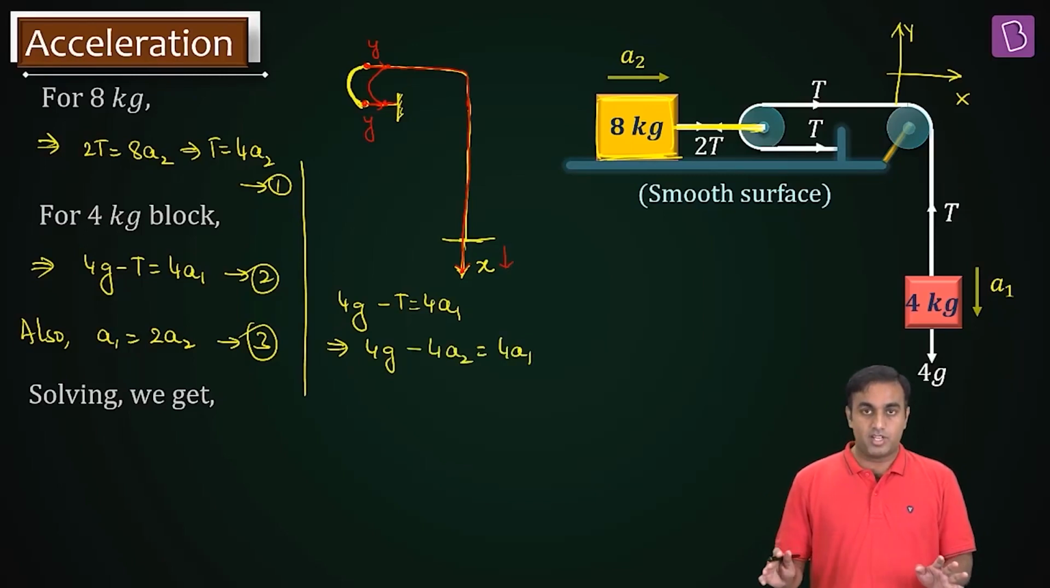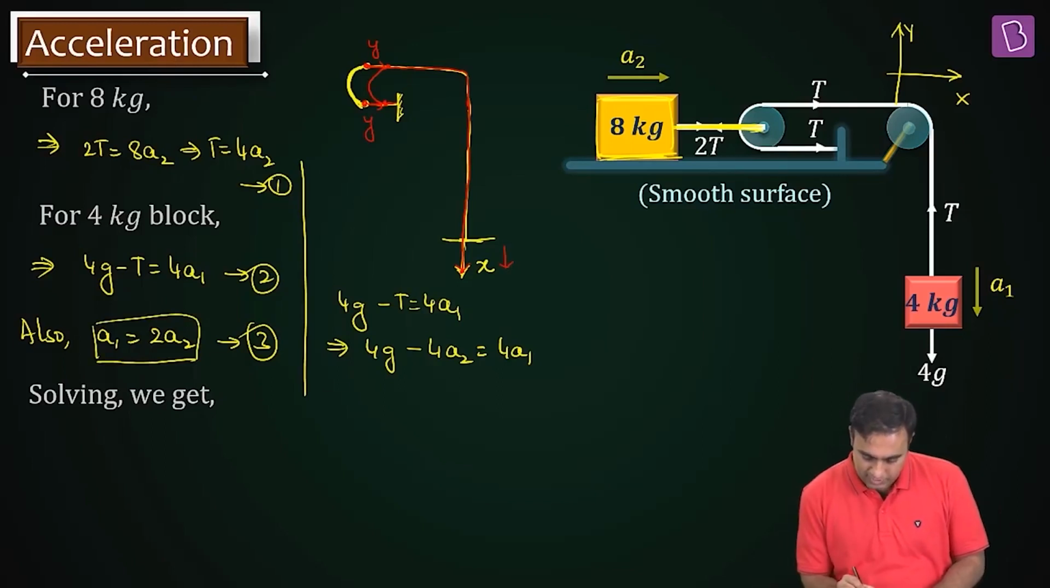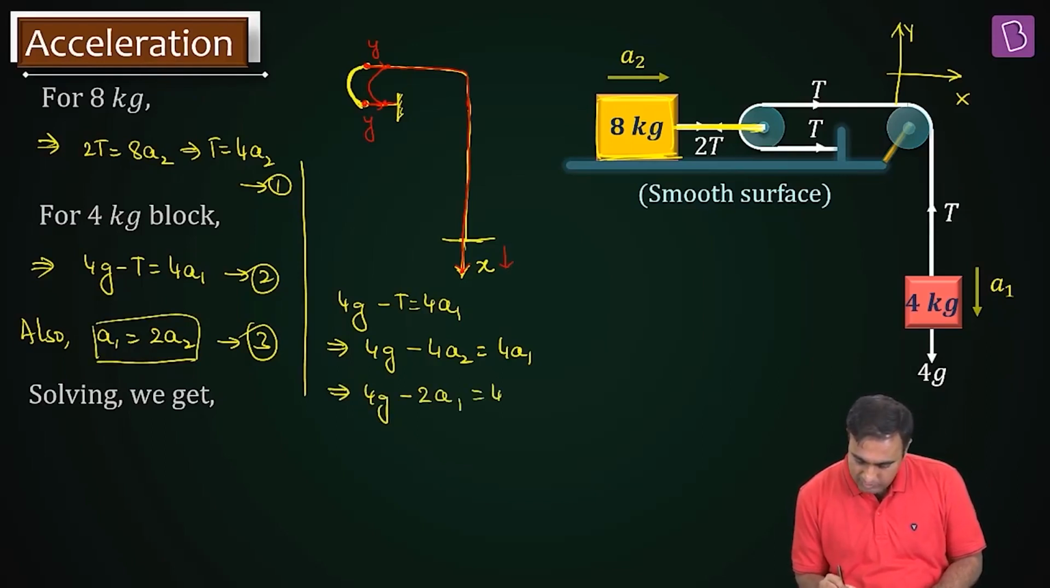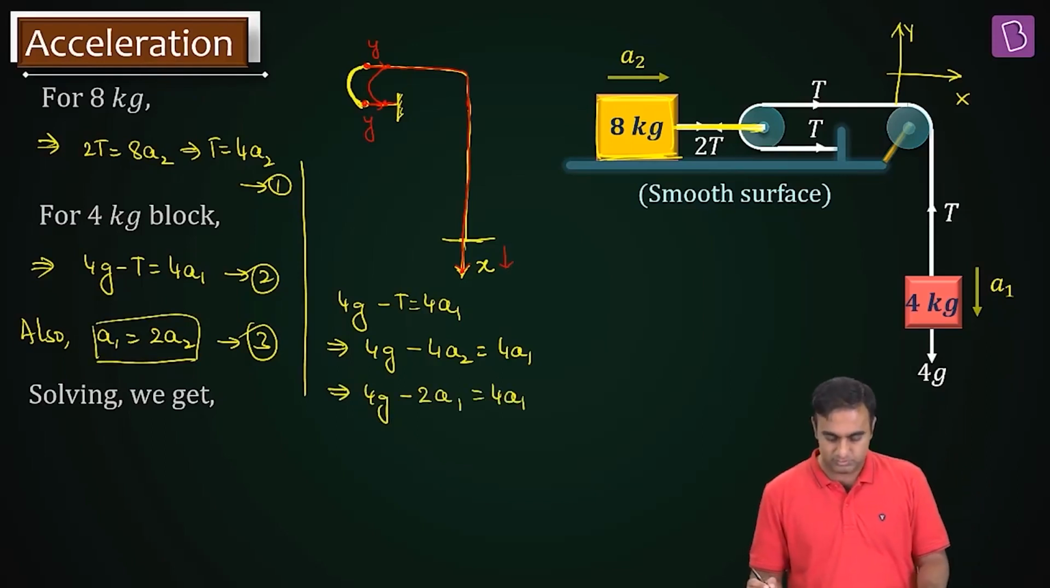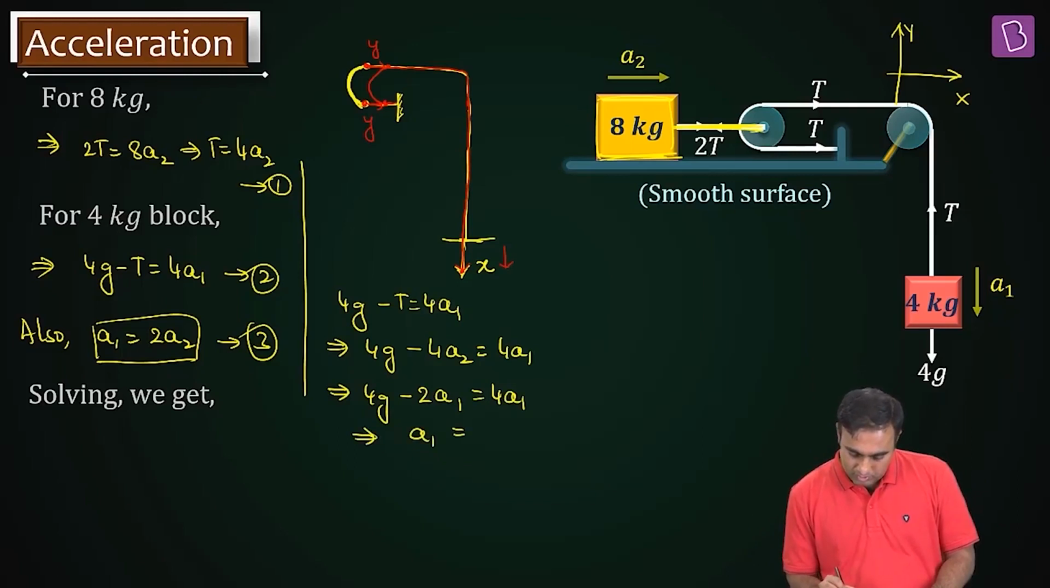We want only a1, okay? We will eliminate a2 now. a1 is equal to 2 times a2. In that case, we get 4g minus 2 times a1 equals 4a1. Here we have it. Solve this and you get a1 is equal to 4g by 6 or 2g by 3.